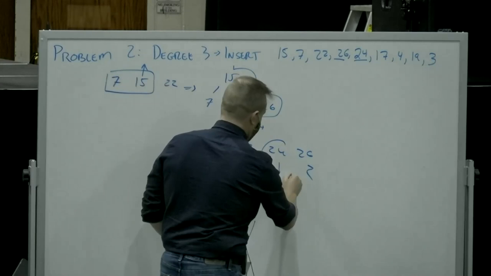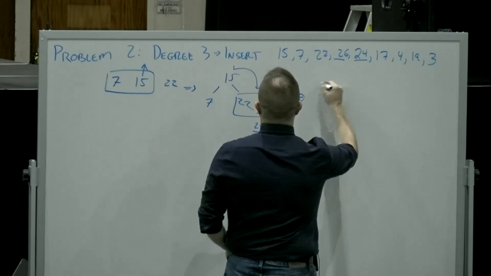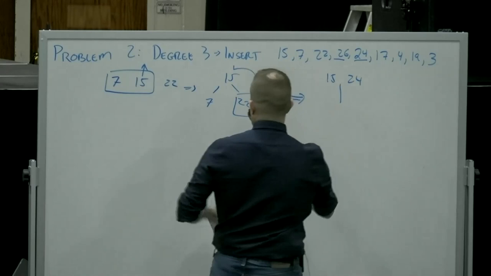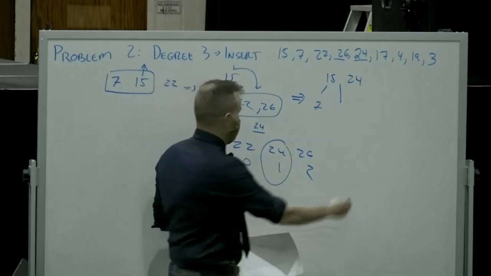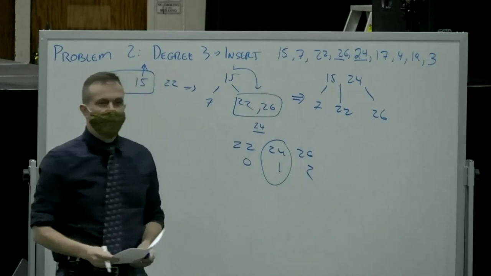So now this would become 15, 24, 7, just like before. But now we have this half as the left child of 24, and then the right child will contain 26. So now this contains 22, and this contains 26. Does that make sense? That address your question further?